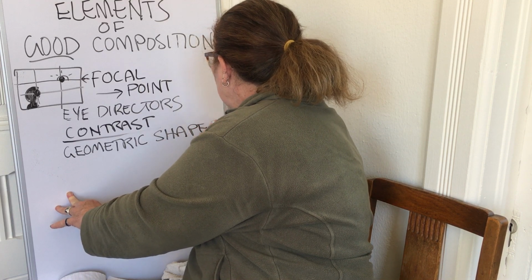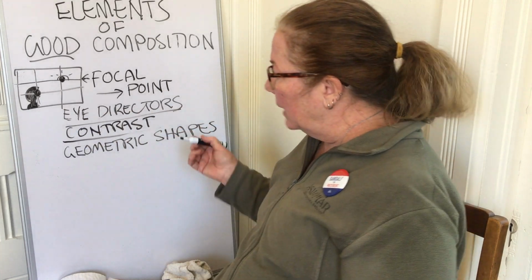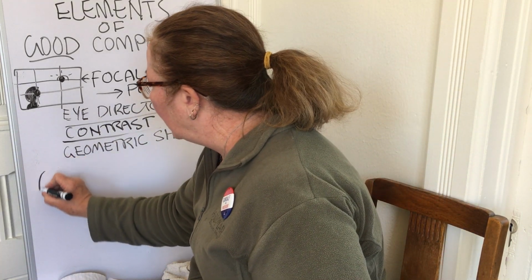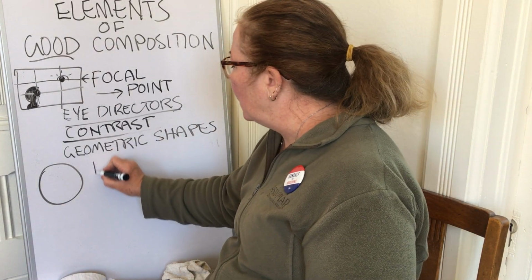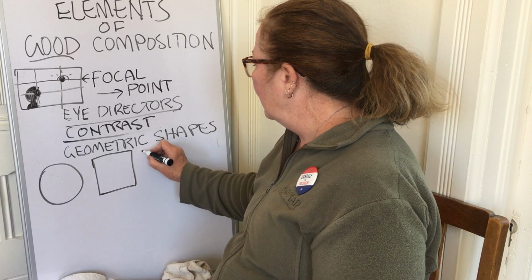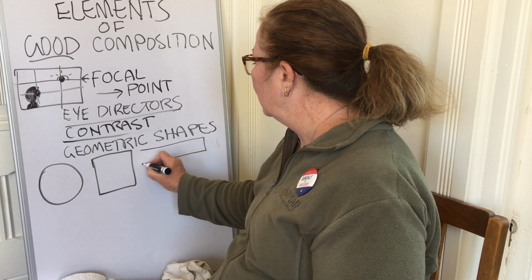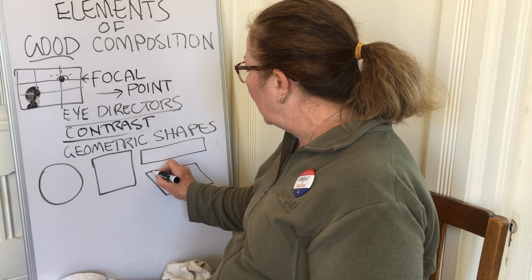And using geometric shapes as an eye director is really great. So let's name some geometric shapes. Let's say we got circle, what else? Square, rectangle, right? Don't try to name some really hard ones.